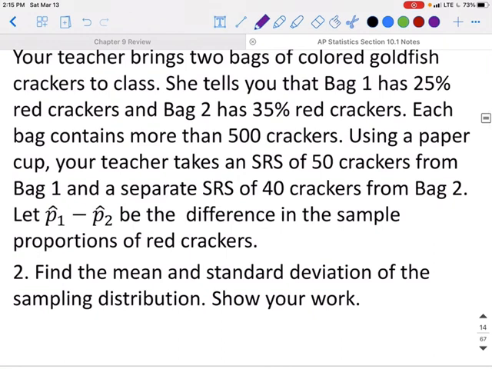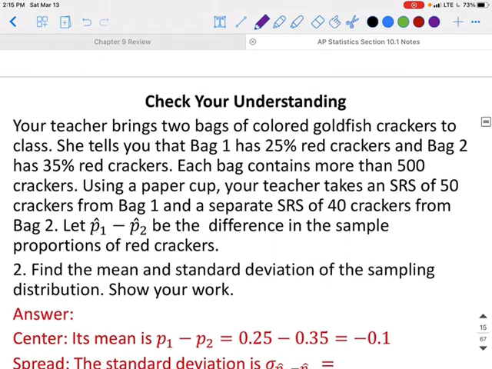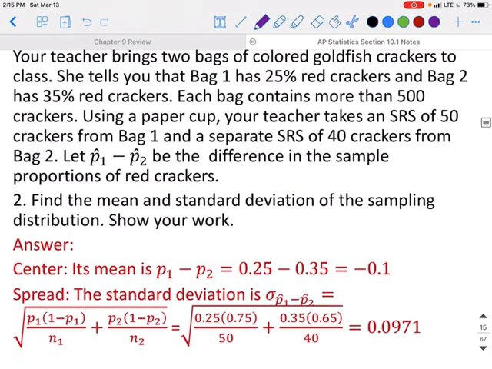Find the mean and the standard deviation of the sampling distribution and show your work. Remember, to find the mean, all you're going to do is just subtract the means of your two proportions. So we're going to do p1 minus p2, or 0.25 minus 0.35, which will give us a mean, or a center, of negative 0.1. To find the standard deviation, you're just going to take the square root of the probability of success for group 1 times the probability of failure all over the sample size, plus for group 2, the probability of success times the probability of failure all over the sample size. And in this case, we're going to get a standard deviation of 0.0971.